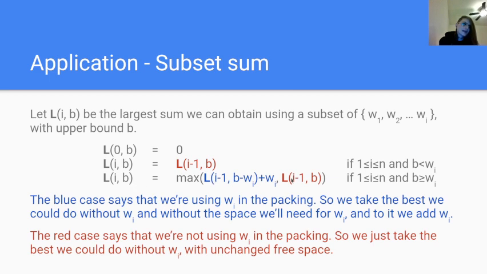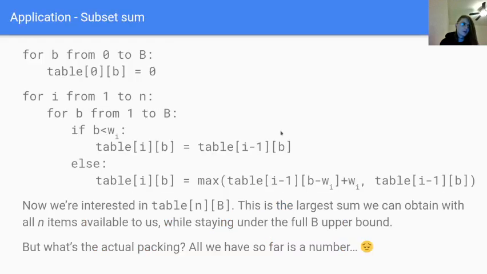And if we can figure that out, then we can figure out which WIs are actually in the packing or not. That's going to be our strategy, is to figure out at each step when we're filling in a single cell in the table, which of these two sides of the max was actually taken. All right, so let's see how we do that.